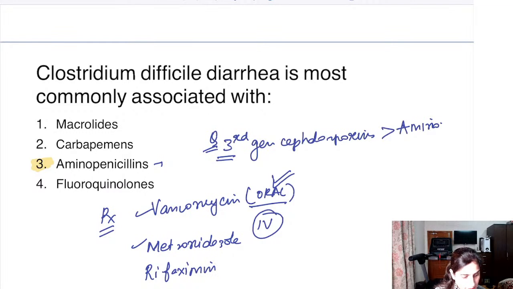Okay, rifaximin can be given, right? So these are the drugs commonly used for Clostridium difficile associated diarrhea, any of these. Okay, so remember this.